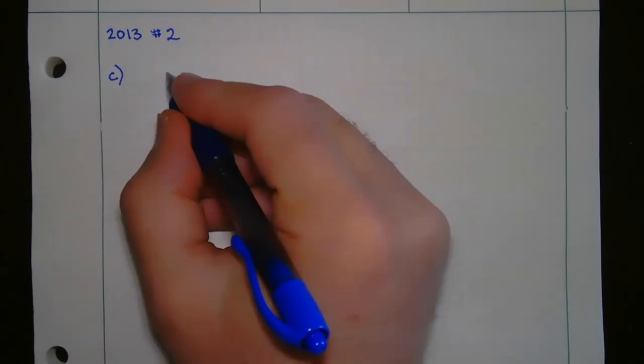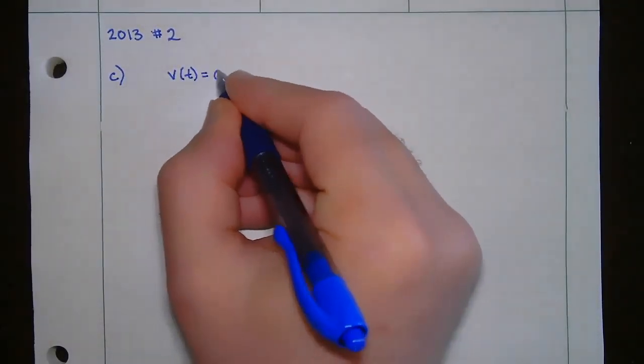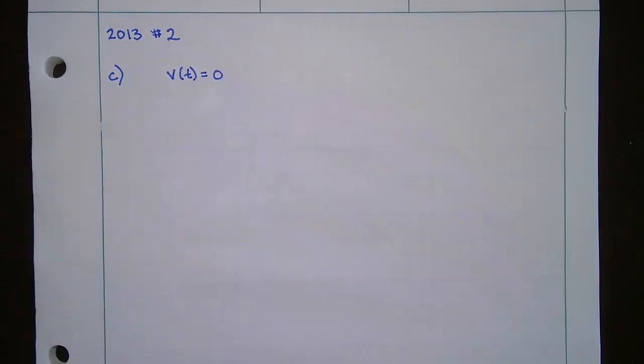Before we go to the graphing calculator though, I do wanna do this, okay? We wanna solve for v of t is equal to 0. We need to solve that, okay? Because that will tell me where the velocity is 0.